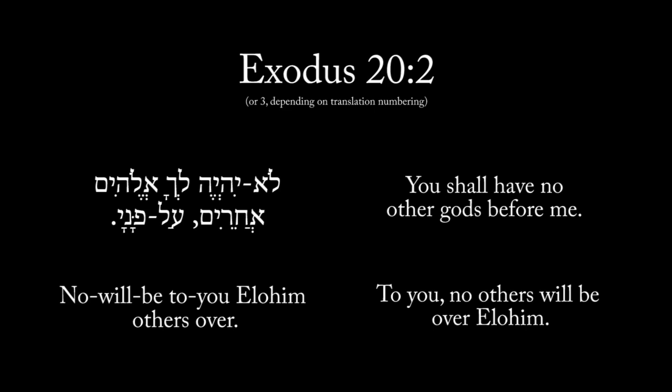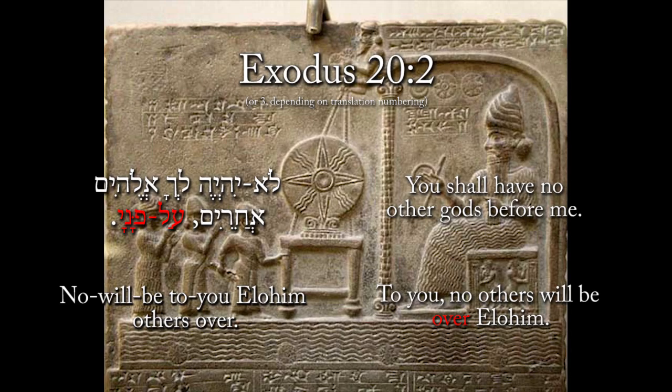Just as it is okay to have money or a spouse, so too acknowledging other gods is fine, as long as those gods are considered second class. It does not say, "You shall have no other gods, for no others exist." It says, "To you no others will be over or before Elohim." This is the very definition of henotheism.